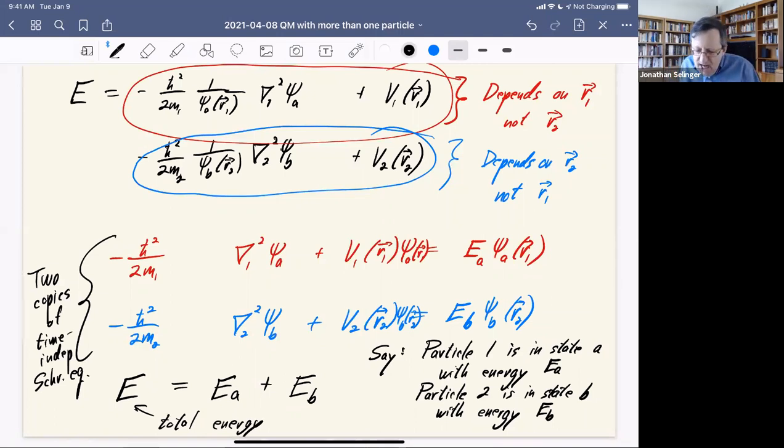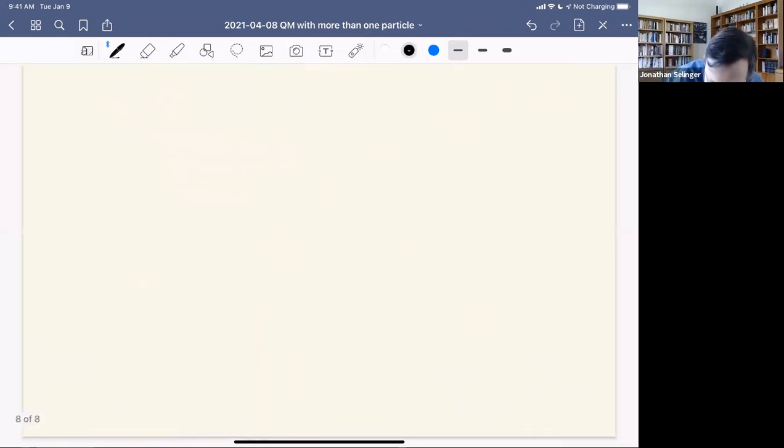So this is pretty nice. This is a separable solution, the same way that earlier in the semester we had separable solutions between position and time, or later we had separable solutions between spin and time. So here, this is a separable solution between particles 1 and 2.